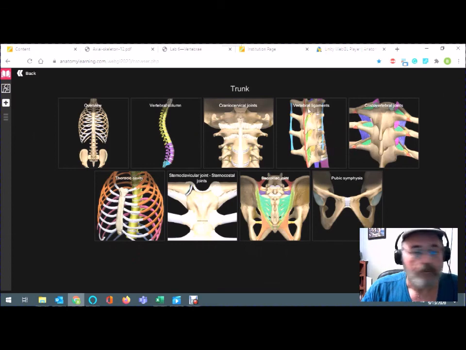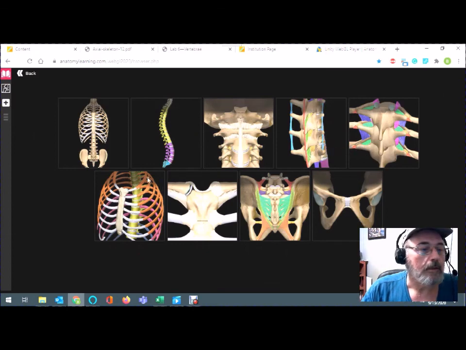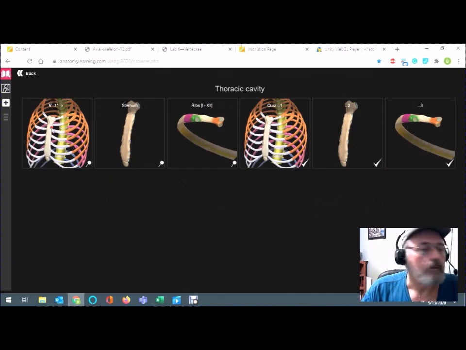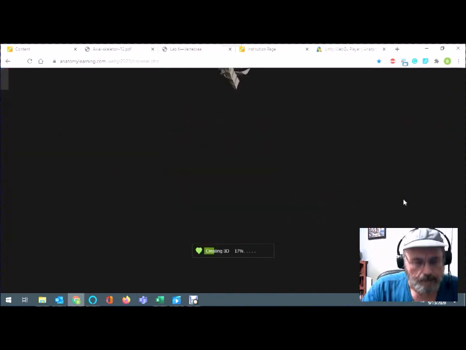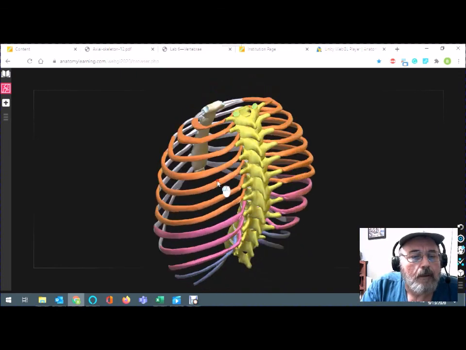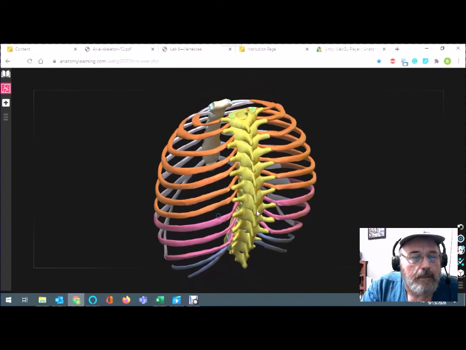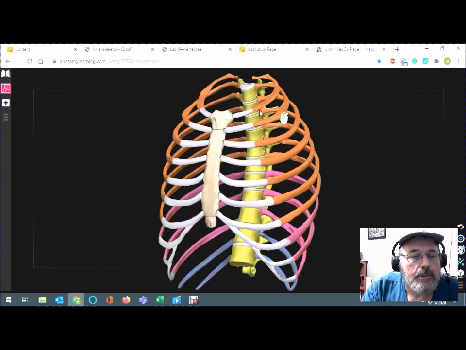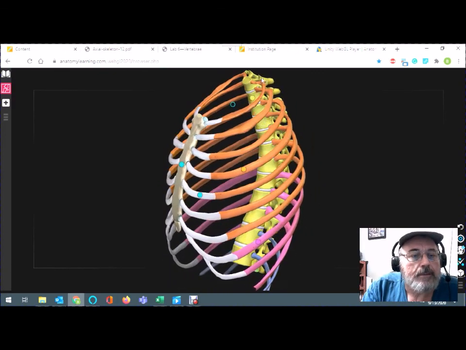I really don't care about the vertebral ligaments or anything like that. We've got the zones of the spinal column. So let's take a look now at the thoracic cavity. The thoracic cavity consists of the sternum. We've got the thoracic vertebrae, and you'll notice that each of the thoracic vertebrae has a rib attached.